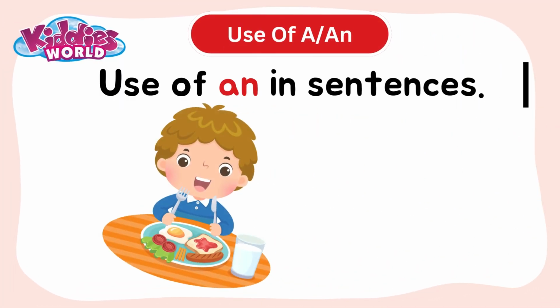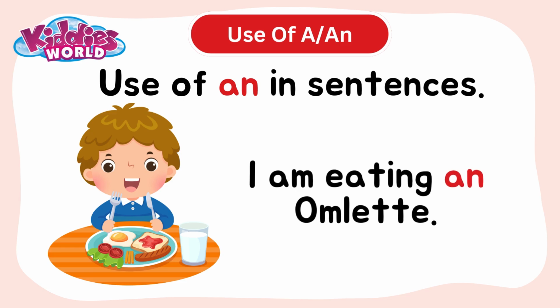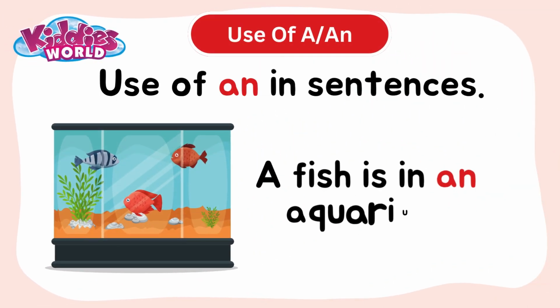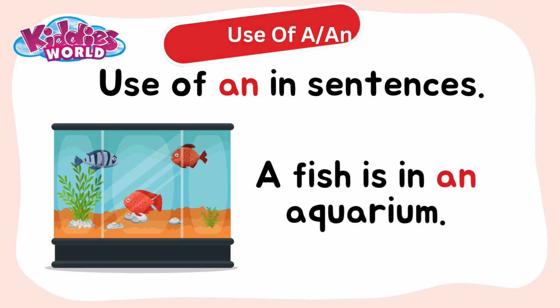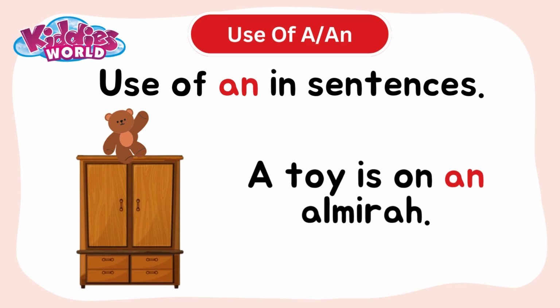Now let's make some sentences using an. Are you ready? Sentence 1. I am eating an omelette. Great job. Sentence 2. A fish is in an aquarium. Perfect. Sentence 3. A toy is on an almirah.